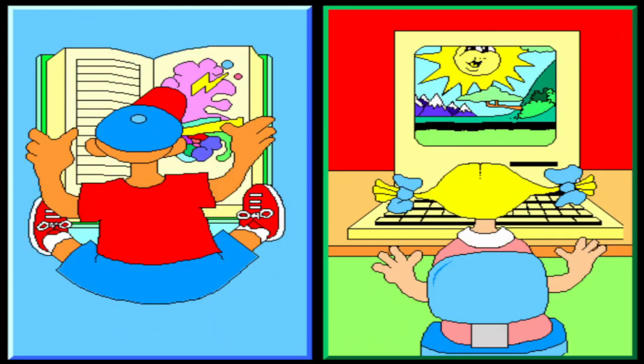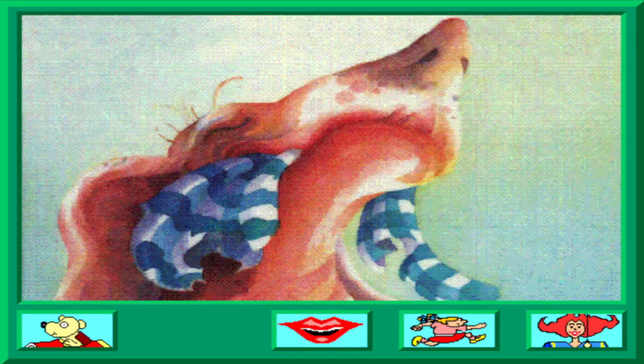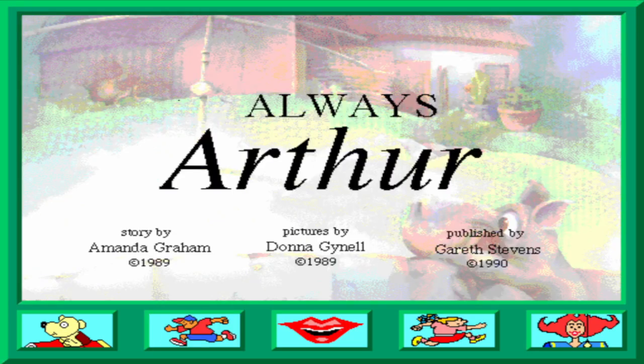Read with Me. If you have a book, click the book. If you don't have a book, click the screen. Now we'll read the story Always Arthur. When you hear the beep, click on Amanda to open the book to the title page. Do this now. Next page. Always Arthur. Next page.